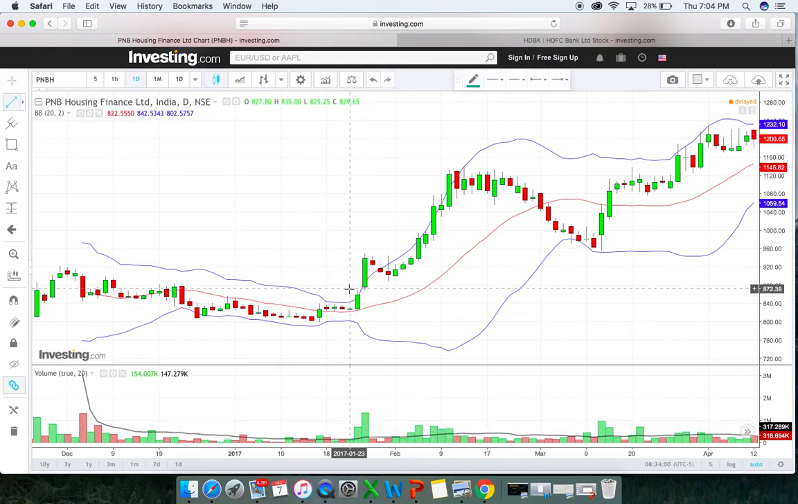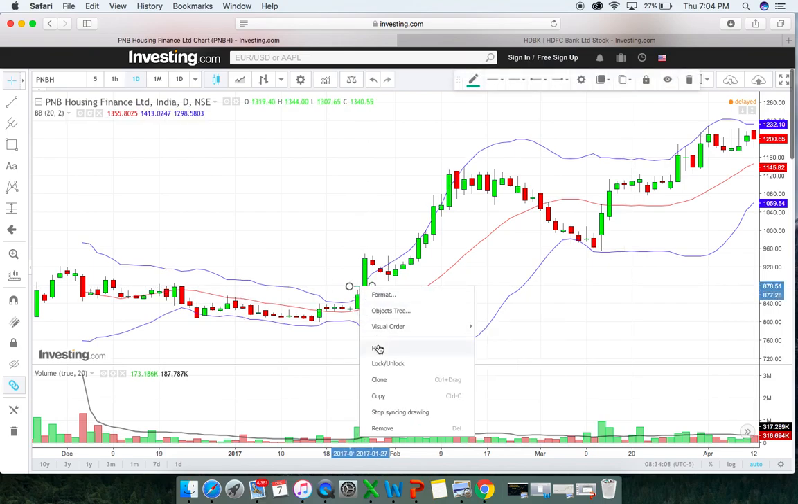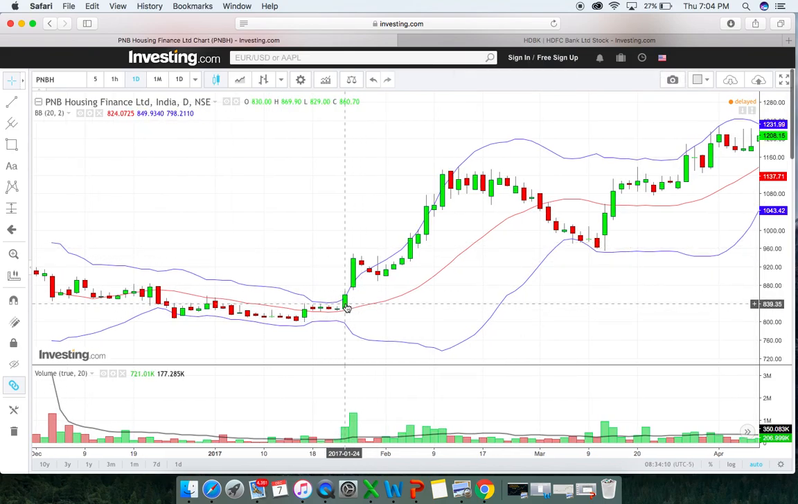So what would be the entry? Our entry would be above the high plus a filter of 1% of the breakout candle. For example, if the high of this candle is say 100, our entry would be 100 plus a filter of 1%, that is 101, on the next day. So the next day, whenever 101 is breached, we would enter. Similarly, the stop loss would be the low of this candle minus a filter of 1%. If the low of the candle is 100, our SL would be 100 minus 1, that is 99.